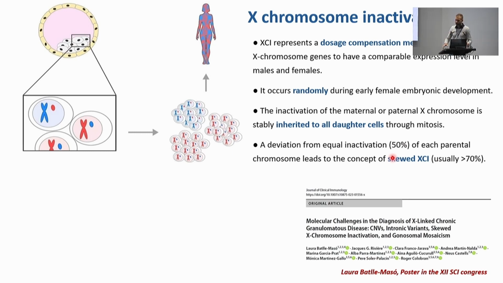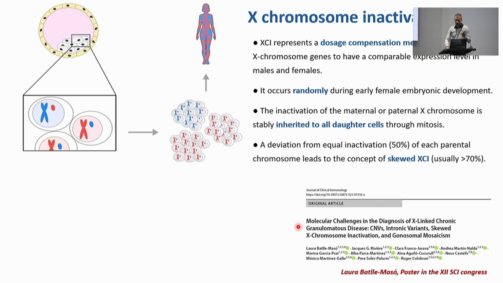This is not a very rare phenomenon. More or less 5 to 10% of women have Skewed X-Chromosome Inactivation. This is not a problem at all, except if you have a heterozygous pathogenic mutation and you inactivate the wild-type chromosome. For example, that's the case of this manuscript that we recently published about chronic granulomatous disease. There is a poster in this Congress presented by Laura Vall, if you are interested.